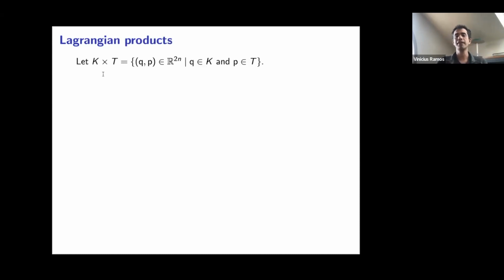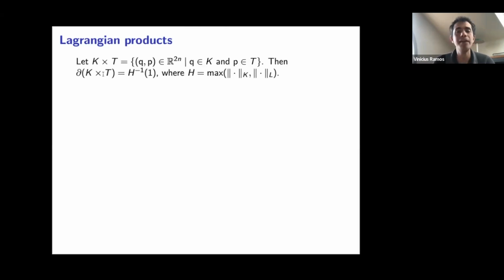So a Lagrangian product is a product of this form. You take two sets in Rn and you look at their product in R2n. And by Lagrangian, I really mean the way that you embed this product into R2n, which will be like this: you take the q coordinates in K and the p coordinates in T. That means that the two factors K and T correspond to Lagrangian submanifolds. If you fix any value of p, then K times that p is a Lagrangian submanifold, and if you fix any value of q, q times T is a Lagrangian submanifold. That's why it's called a Lagrangian product.